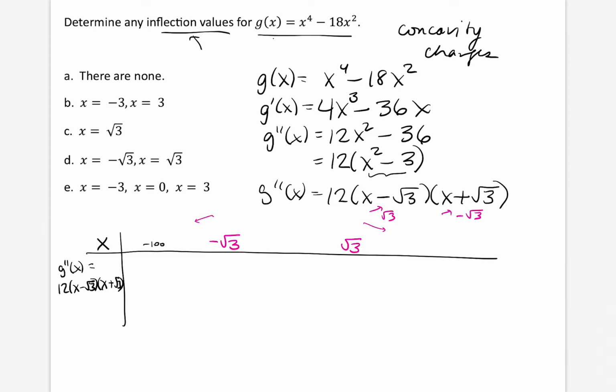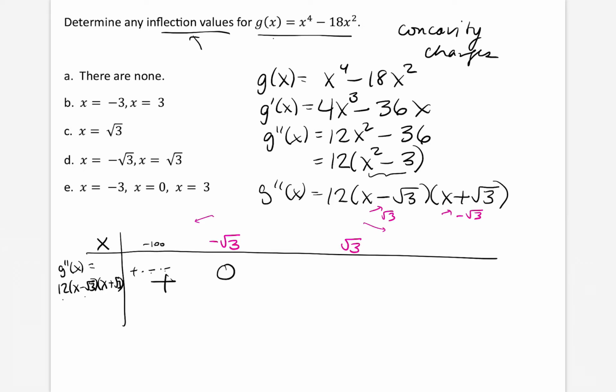If x is negative 100, what is the sign of our second derivative? Well, 12 is always going to be positive. Negative 100 minus the square root of 3, that's going to be negative. Negative 100 plus the square root of 3, that's going to be negative. So we have a positive times negative times negative, which is going to be positive. So our second derivative is positive for x less than negative square root of 3, and it's 0 at negative square root of 3.